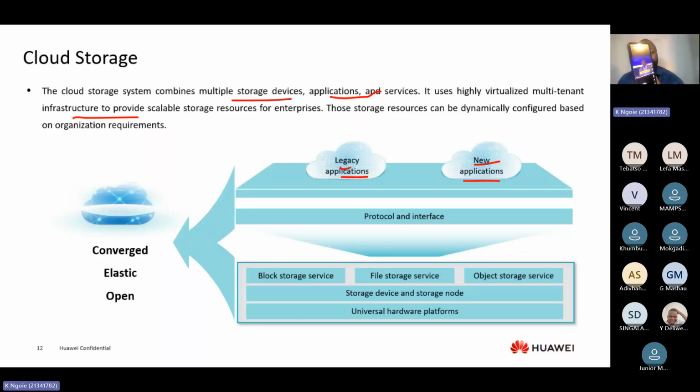Cryptocurrency. Money moving in the air.